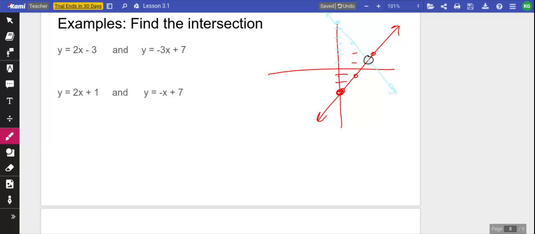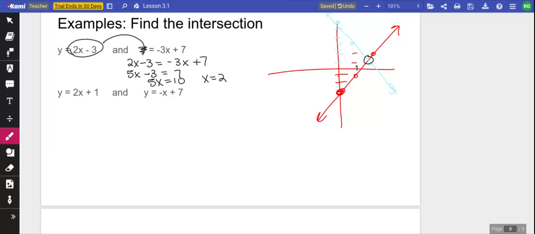So we're going to use substitution. We're going to circle what y equals and sub it into the second equation in the place of the y. So instead of y equals, I'm going to write 2x minus 3 equals -3x plus 7. There's no distribute, so combine like terms. I'm going to add 3x to both sides. That gives me 5x minus 3 equals 7. Add 3 to both sides, so 5x equals 10. Divide by 5, so x equals 2.